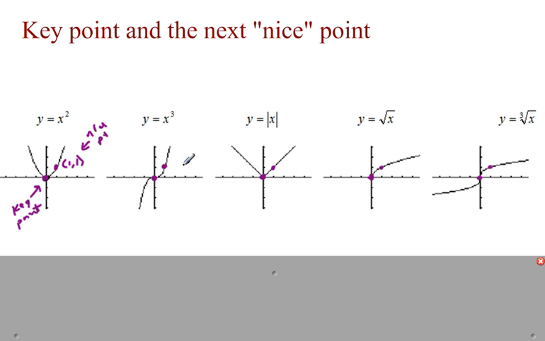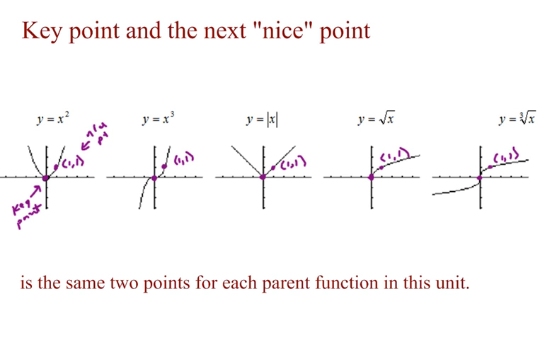So every single one of these graphs goes through this point 1, 1. And that is going to be helpful when we do stretches in order to show that we understand what happened to our graph. And so I want you to realize from this that the key point and the nice point are the same 2 points for each parent function in this unit. In other units, it might not always be that, but in this unit it is.